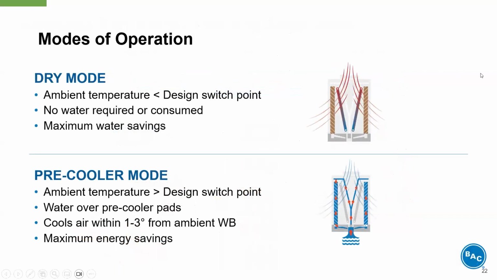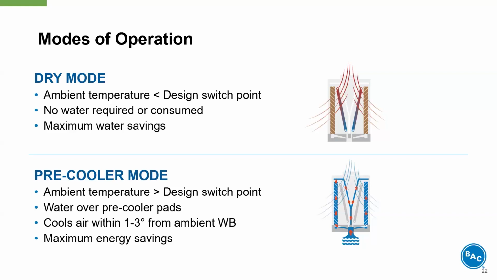Adiabatic products have two basic modes of operation. There's dry mode. Essentially, the unit is acting just like a dry cooler. That's when the ambient outdoor air temperature is below whatever the design switch point is. No water is being used, and you have maximum energy savings. This is typically during the colder months, 70 degrees and below.